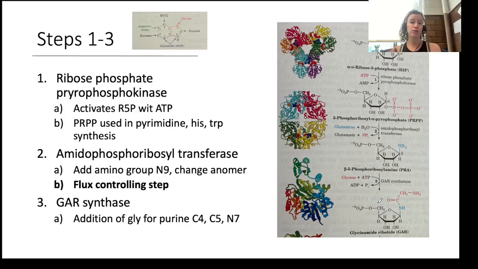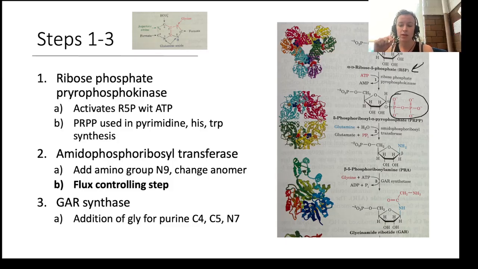Let's start with the first 3 steps. Step 1 is performed by ribose phosphate pyrophosphokinase. Okay, so we're starting here with our first metabolite, R5P. And what we're going to do is activate this molecule by hydrolyzing a high energy bond, ATP. And we're going to add on those 2 phosphates, that pyrophosphate. So we're adding on this part here.